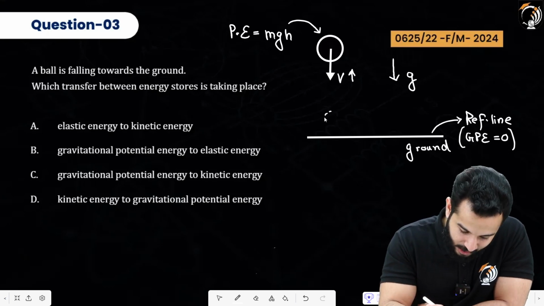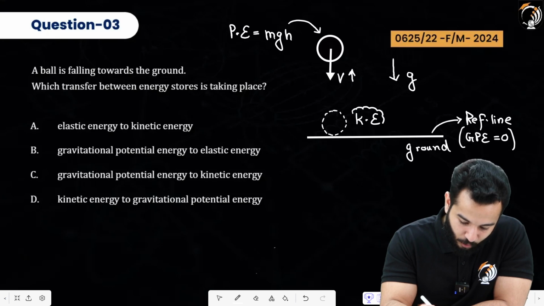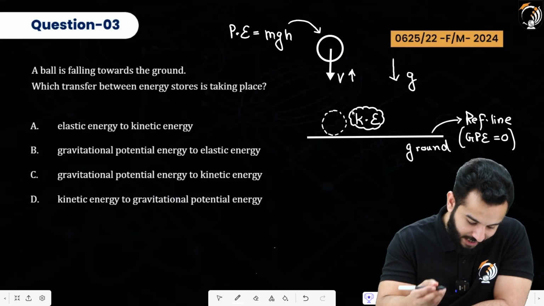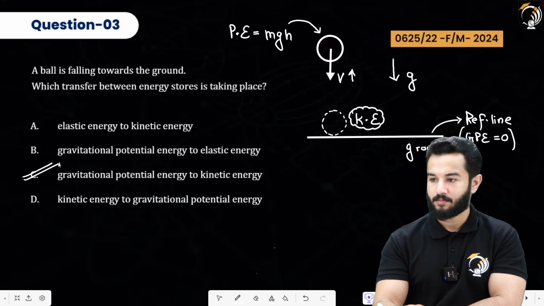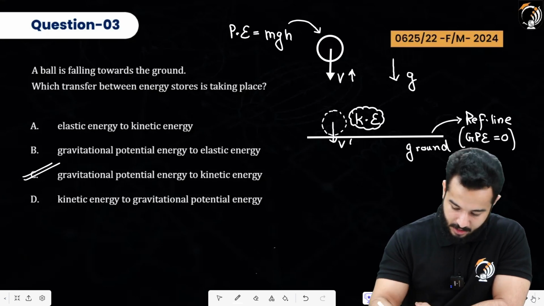And when it is going to strike the ground, it will be in motion. That means the potential energy will get converted into kinetic energy. So gravitational potential energy to kinetic energy is going to be the correct answer, right? And it will strike with certain speed, let's say v dash.